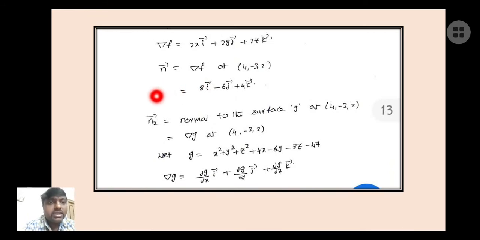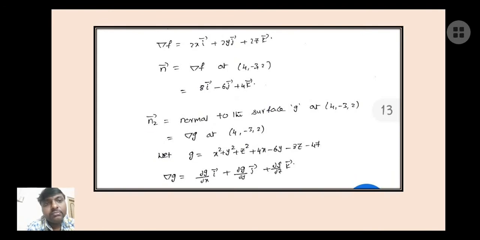So now I am calculating n2 bar. Sorry, this is n1 bar, the suffix 1 is missing. n1 bar is equal to del f at 4, minus 3, 2. By replacing x equal to 4, y equal to minus 3 and z equal to 2, we are writing 8i bar minus 6j bar plus 4k bar.